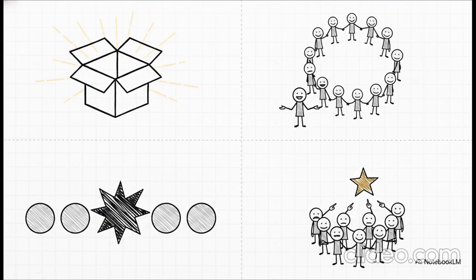So you've got the curiosity gap, which basically makes us desperately want to know the missing details. Then there's FOMO, the classic fear of missing out on something awesome. Pattern interruption surprises the viewer by breaking up the visual monotony of their feed. And finally, social proof, which leverages our natural human tendency to just follow what everyone else finds interesting.